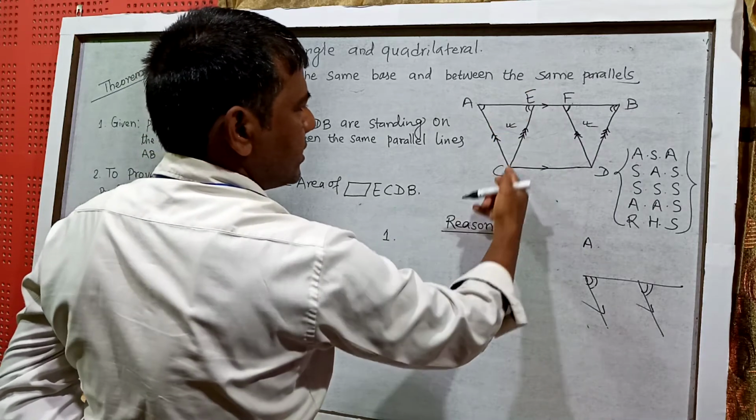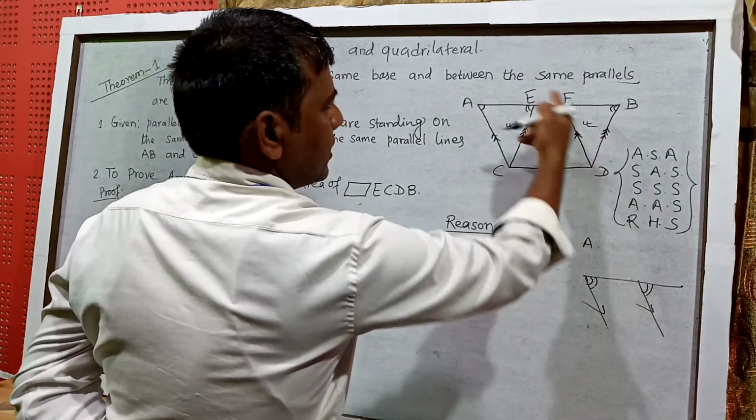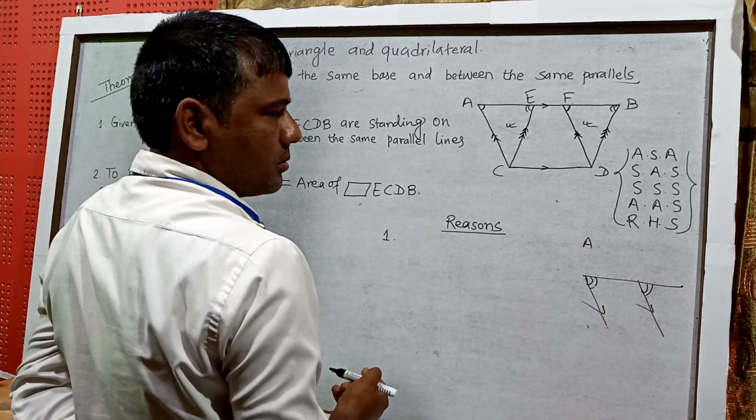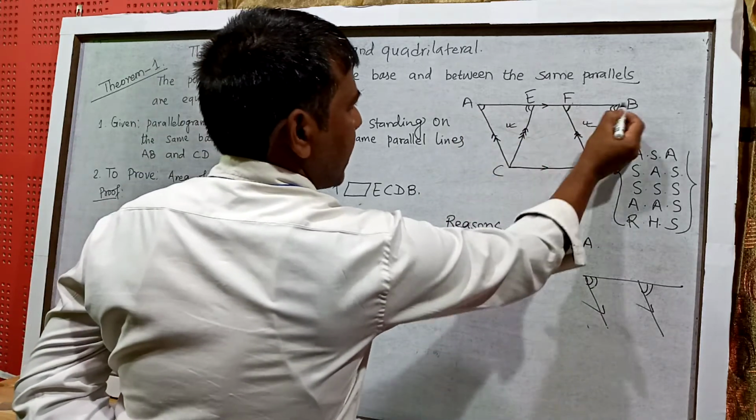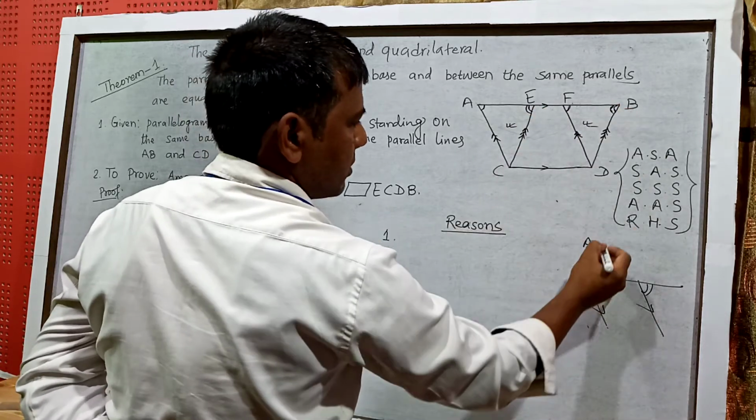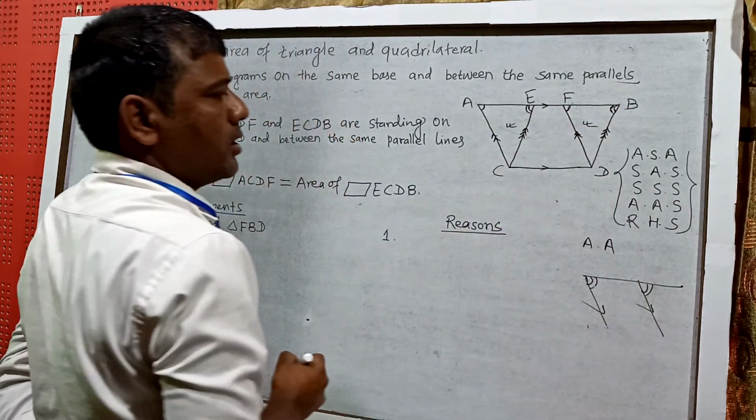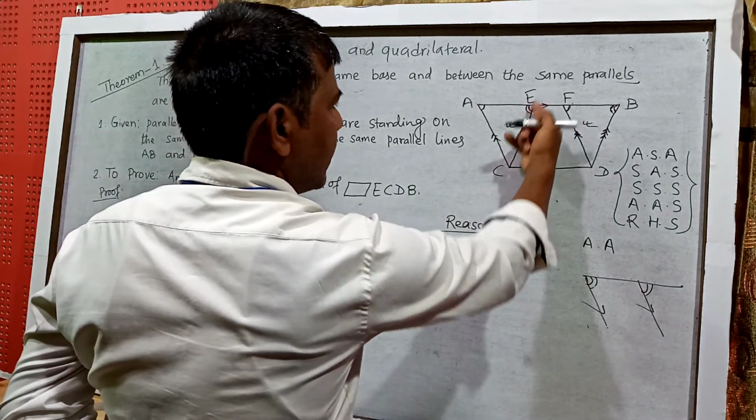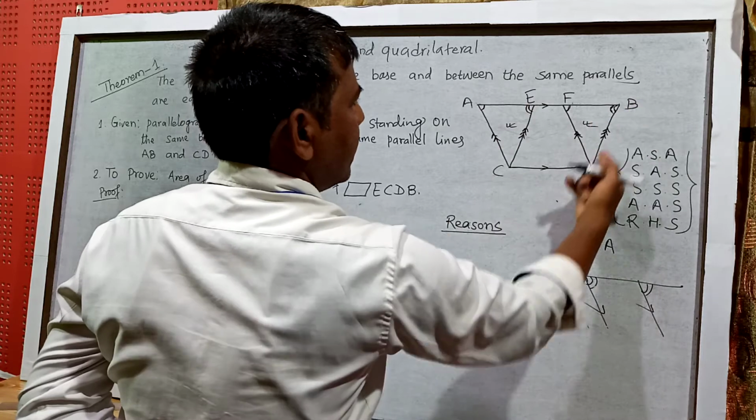Here EC is parallel to BD. EC and BD are parallel lines, and this is the transversal, so they are corresponding angles, so they are equal. Another angle equal. Next, side EC equals BD.